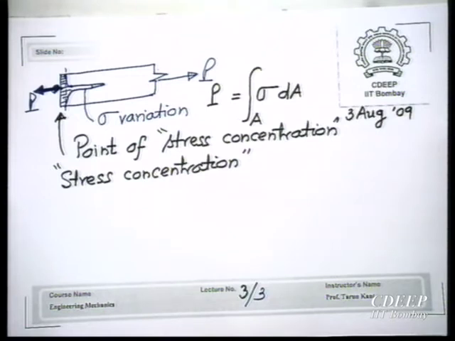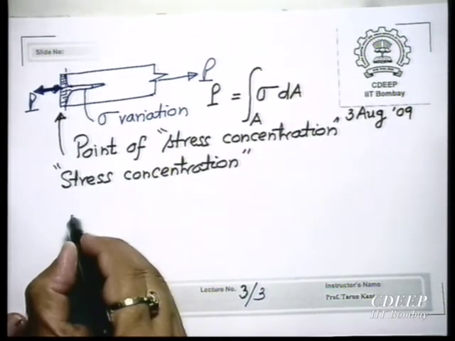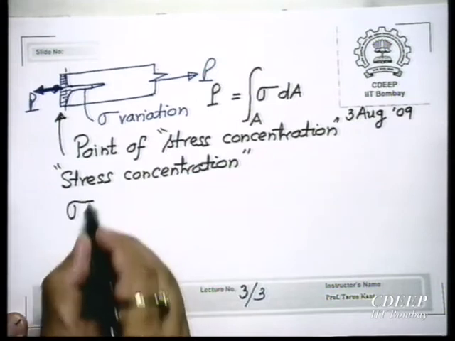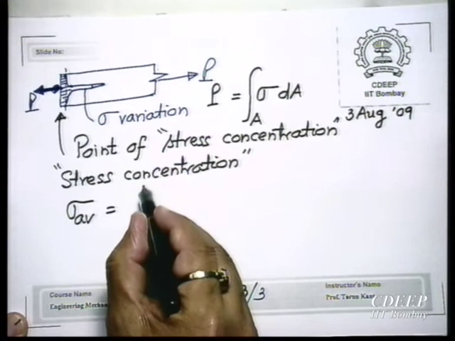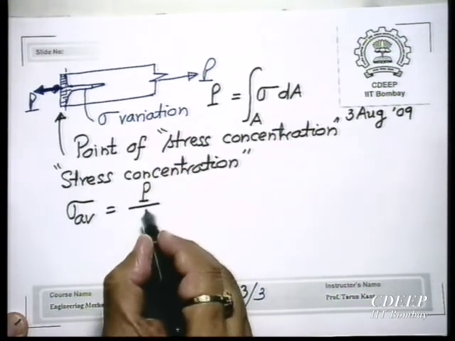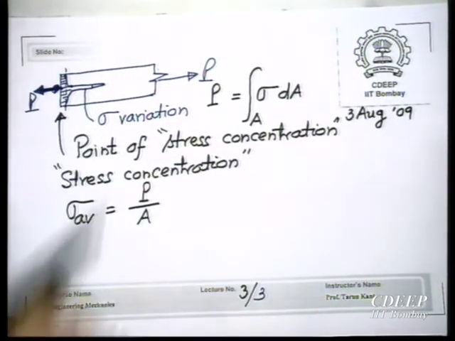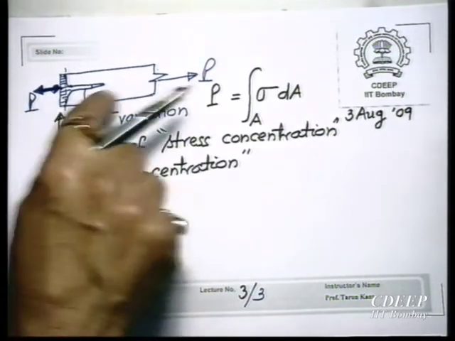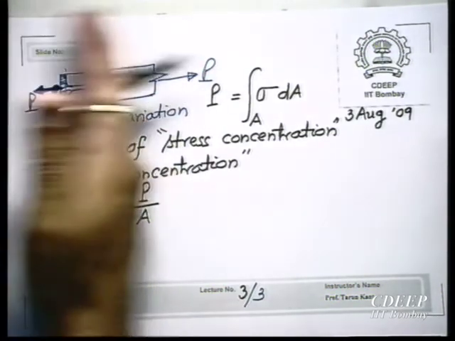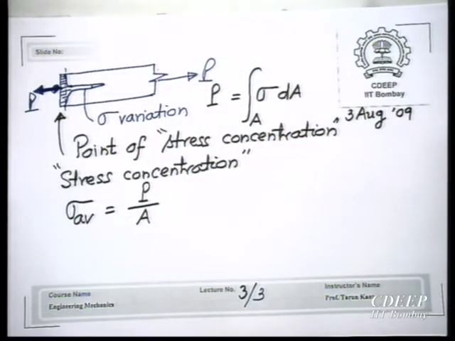Okay, so you remember now that simple formula, this is the average formula. This formula is an average stress, P divided by A. Do not think that this is gospel truth, that everywhere P divided by A will be the stress. No, stress will be different at different cross sections; away from the point of application it will be like this. So, one was the concept of stress concentration which we have done.